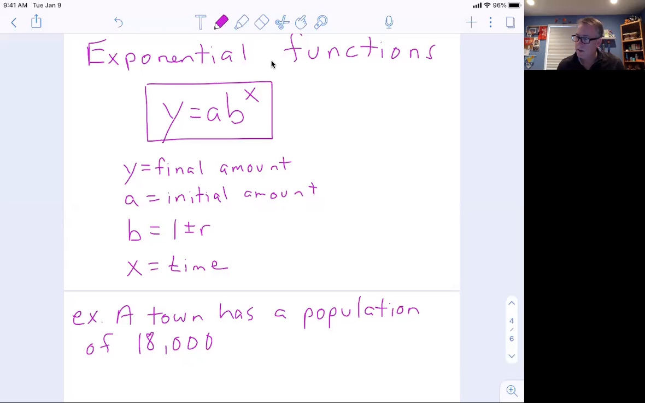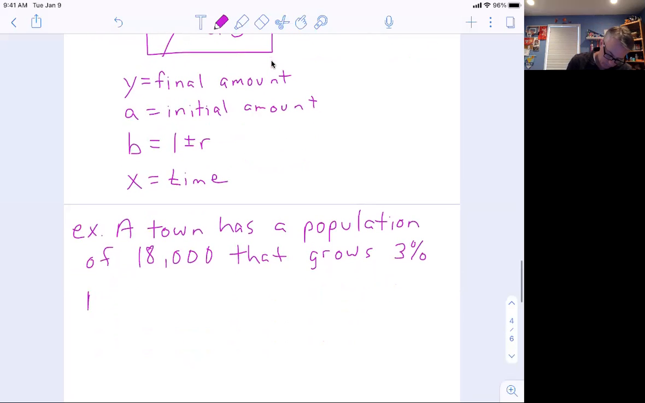So a town has a population of 18,000 that grows at 3% per year. What will be the population in 6 years?